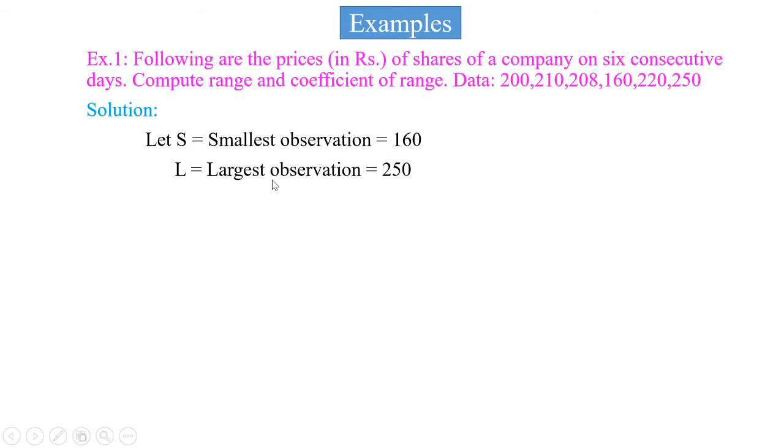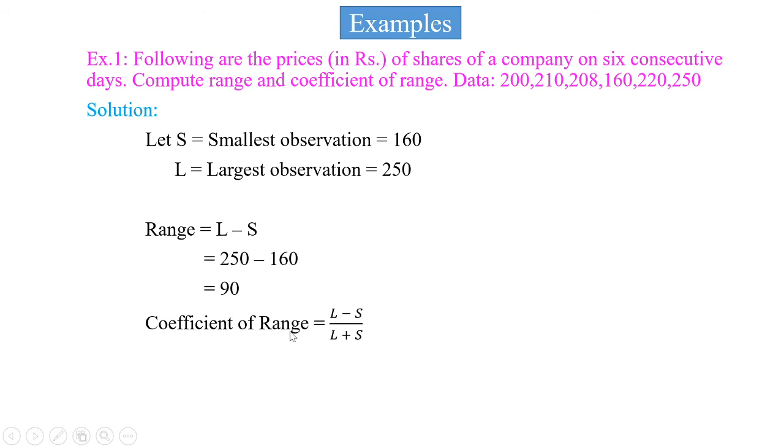L is equal to largest observation. In the given data, the largest observation is 250. Therefore, largest observation is equal to 250. The formula of range is equal to L minus S. We put these values in this formula and we get 250 minus 160 is equal to 90.